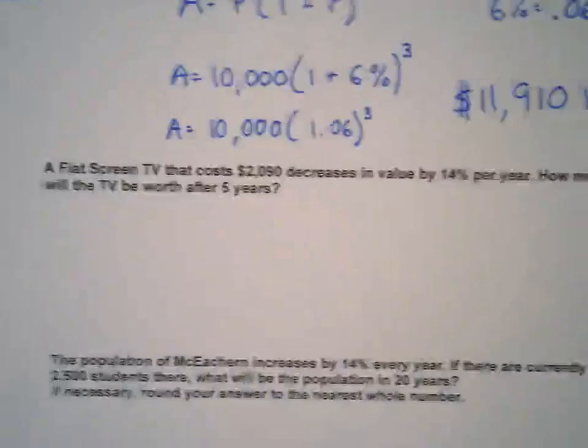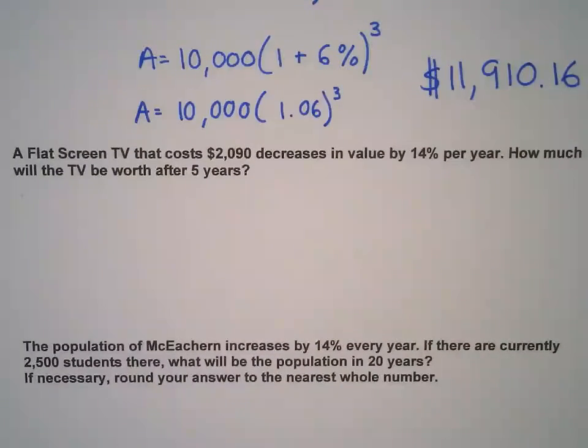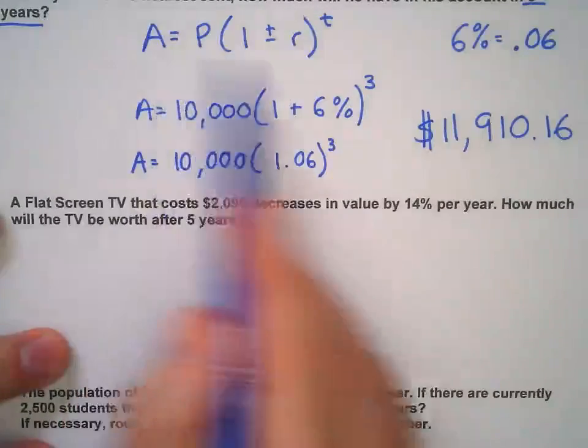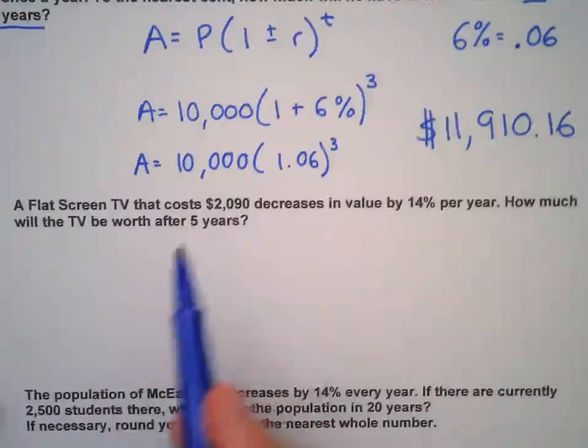Now let's look at a decay question. So we'll look at a flat screen TV here. It says a flat screen TV that cost $2,090 decreases in value by 14% per year. How much will the TV be worth after 5 years? So again, we're using the same formula as we did up here, A equals P, parentheses 1 plus or minus R raised to the T.